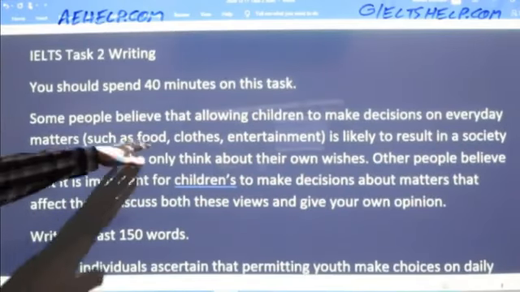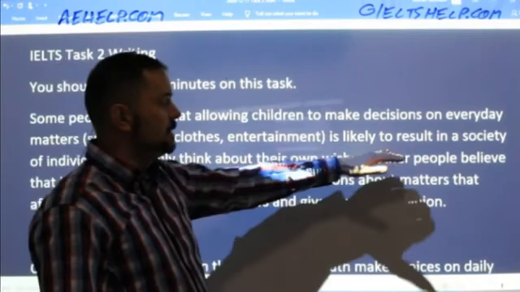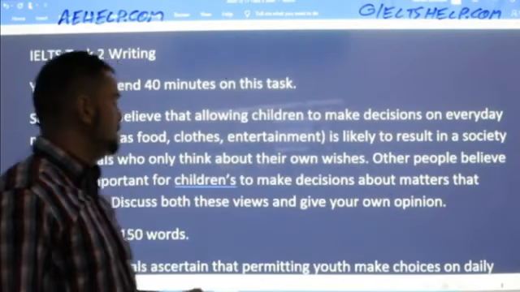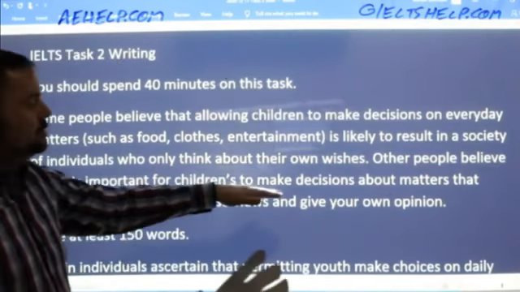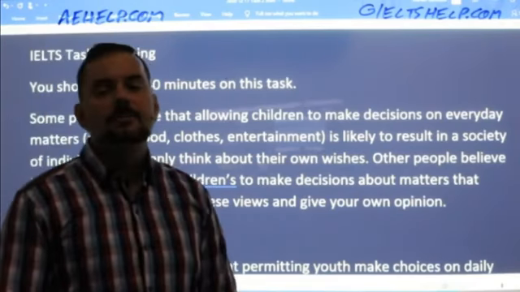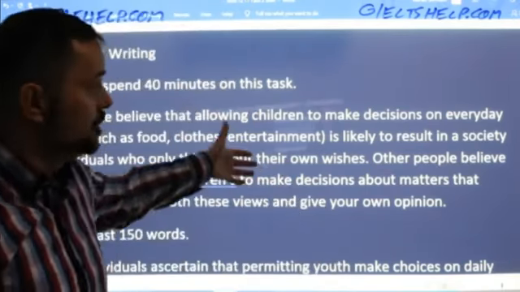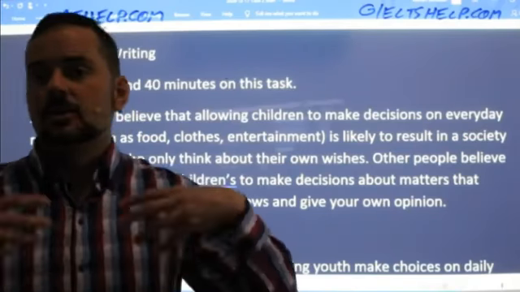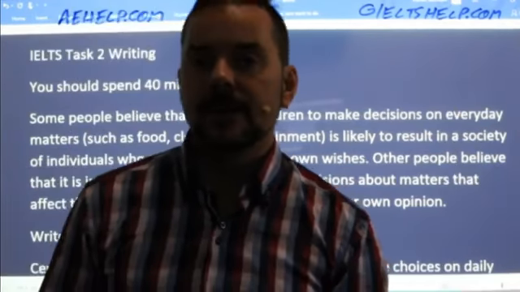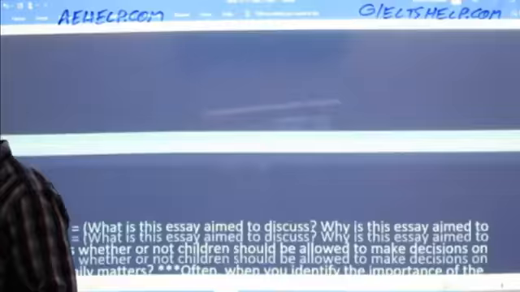So some people believe that allowing children to make decisions on everyday matters such as food, clothes, entertainment is likely to result in a society of individuals who only think about their own wishes. Other people believe that it is important for children to make decisions about matters that affect them. Discuss both these views and give your opinion. All right, so I think now you can write a really good thesis and not just simply paraphrase this, but in fact create a good idea that will lead to a good high band essay, right? Okay, all right, while you write your thesis statement, I'm going to do the same and then we'll compare, all right?